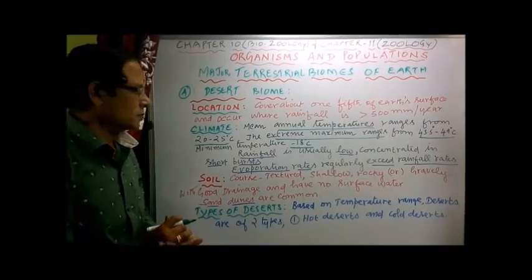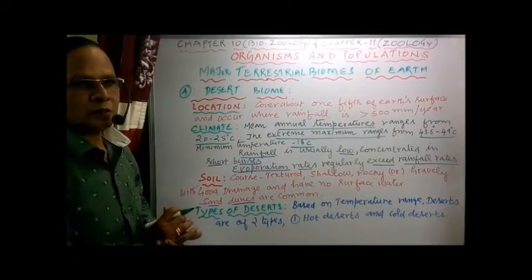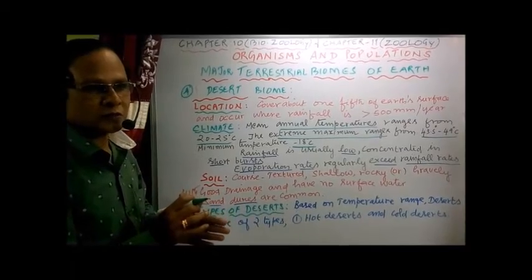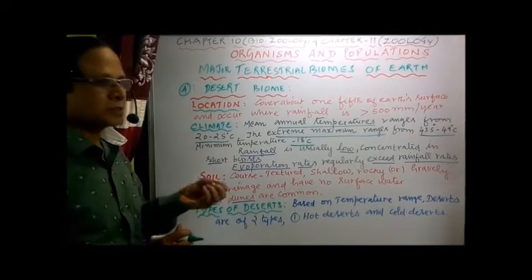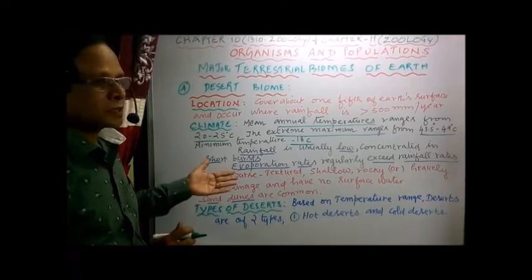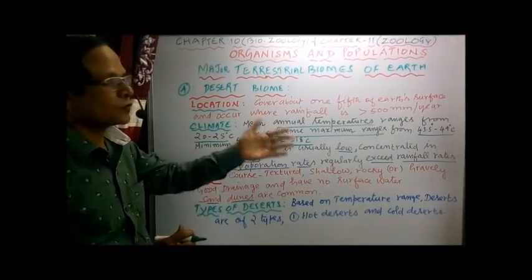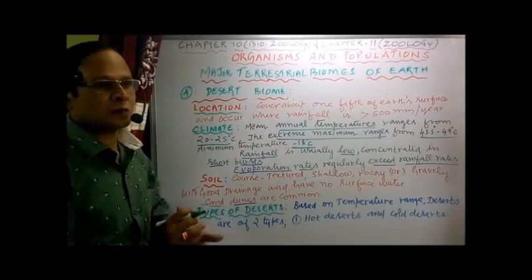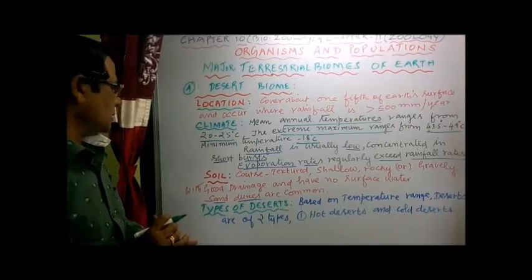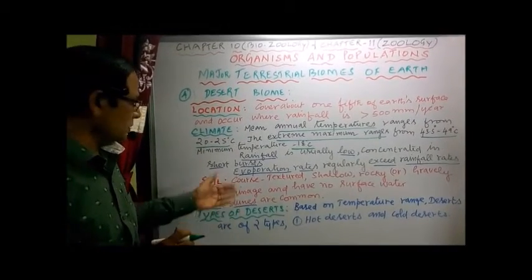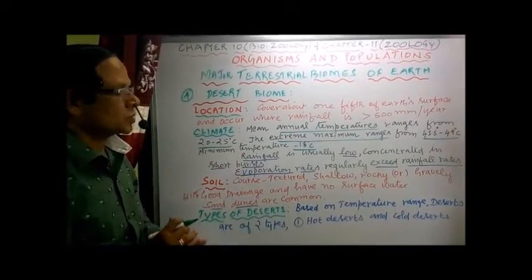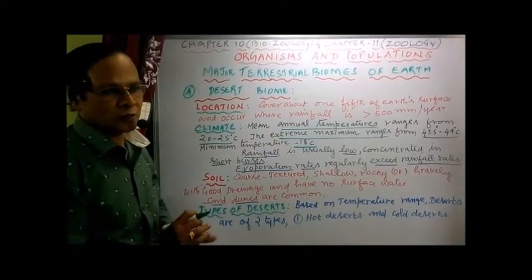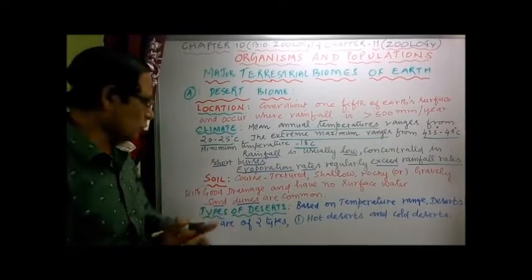The rainfall is usually very low, concentrated in short bursts between rainless times. Short burst means only a drizzle. The evaporation rate is normally higher than the rainfall rate, because of the high temperature. Now what is the nature of the soil? The soil is coarse textured, shallow, rocky or gravelly, with good drainage and no surface water. It has no capacity of holding surface water.